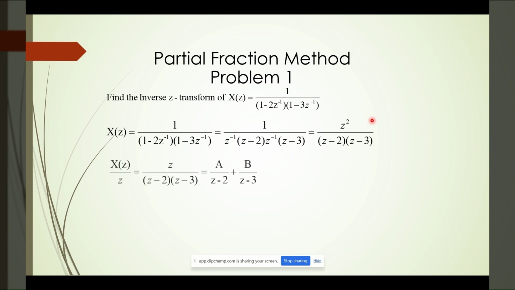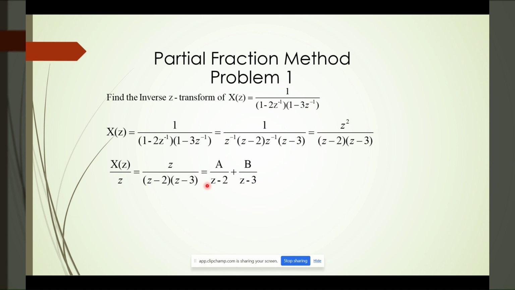So what will be the next step? The next step is to bring the left hand side to the form X of z by z. This is used for a particular purpose, and by the end of the problem, you will come to know why we are doing this. So step one is to multiply by the maximum power of z. Here the maximum power is z power minus 2, so we multiply with z power plus 2 in the numerator and denominator. In step number 2, we make it X of z by z. So we have the fraction z by z minus 2 into z minus 3.